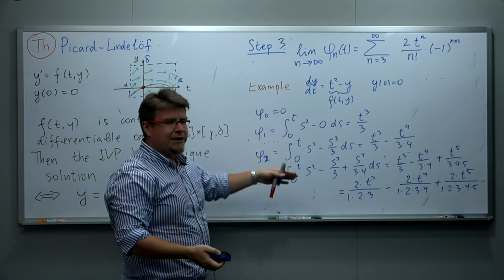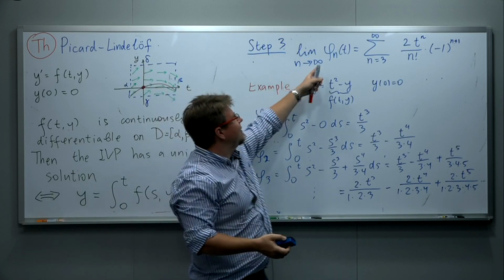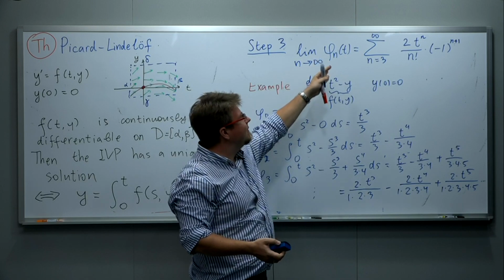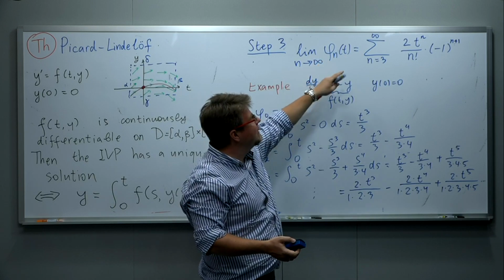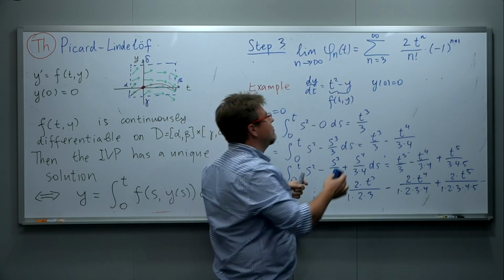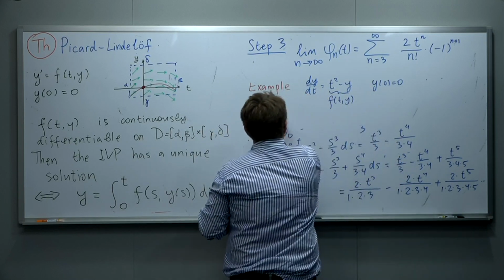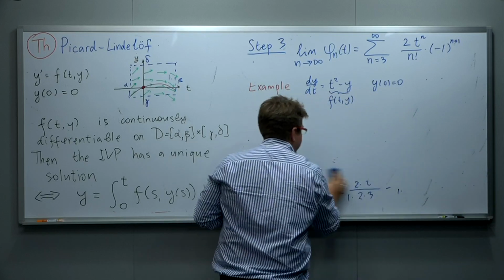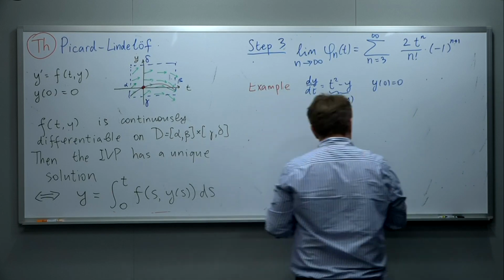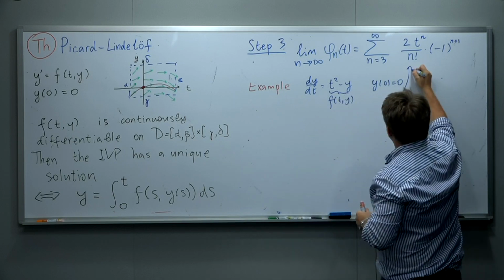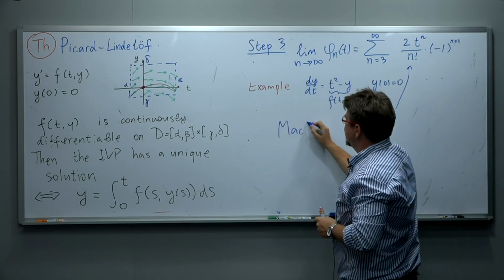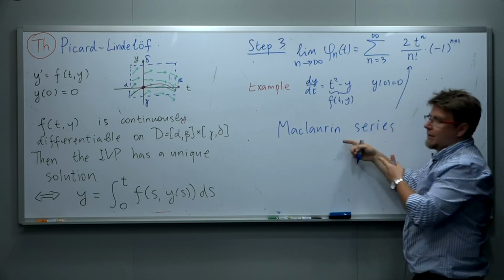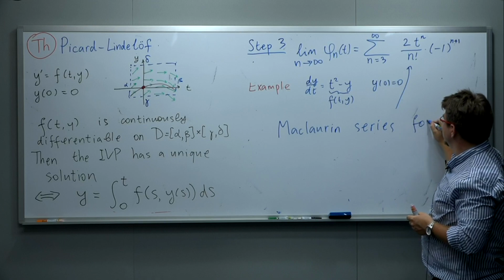So by doing these successive approximations, I have constructed the limit phi n of t in the following form. And then if you think about it further, you will see that this is nothing else but the Maclaurin series for the answer. The Maclaurin series is the Taylor series at 0 for the function.